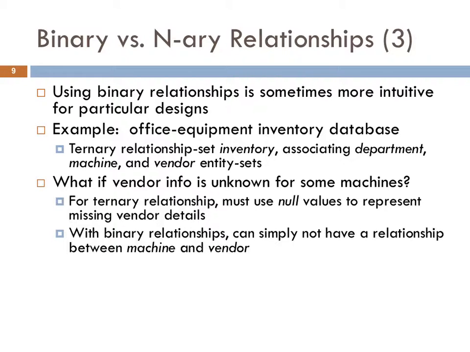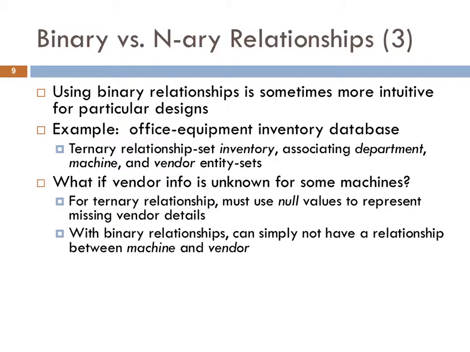Because if you have a ternary relationship, then you're going to have some relationship instances where the vendor information is unknown or unspecified. We don't know the value for that. And so we'll have to have null in that relationship instance. Not ideal. Not the end of the world, but definitely not ideal. Okay? If we had multiple binary relationships, like a relationship between departments and machines, okay, yeah, this is still the printer that the department uses. But then there would just be no relationship between that machine and the vendors. Just leave it out. Okay?